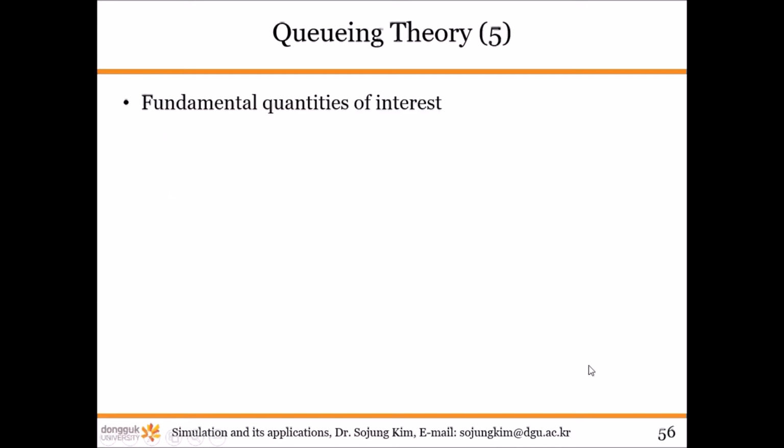So the fundamental quantities of interest in queuing theory. First one: the average number of customers in the system. The average number of customers in the system is L, and the average number of customers in the queue is LQ. So if you know how many people are in the server on average, and how many are in the queue on average, then if you add these two numbers, you get the average number of customers in the system. That's L.